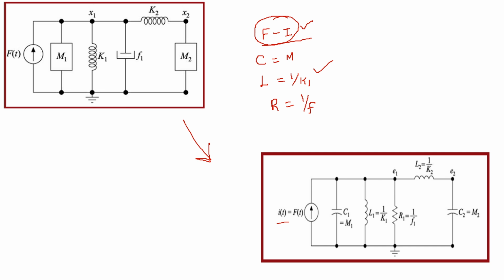Instead of K1, I am using 1 by L1. So here L1 is 1 by K1. Then instead of f1, I am going to write R1. Here L2 is 1 by K2, and here C2 is M2. This is the force current analogy.